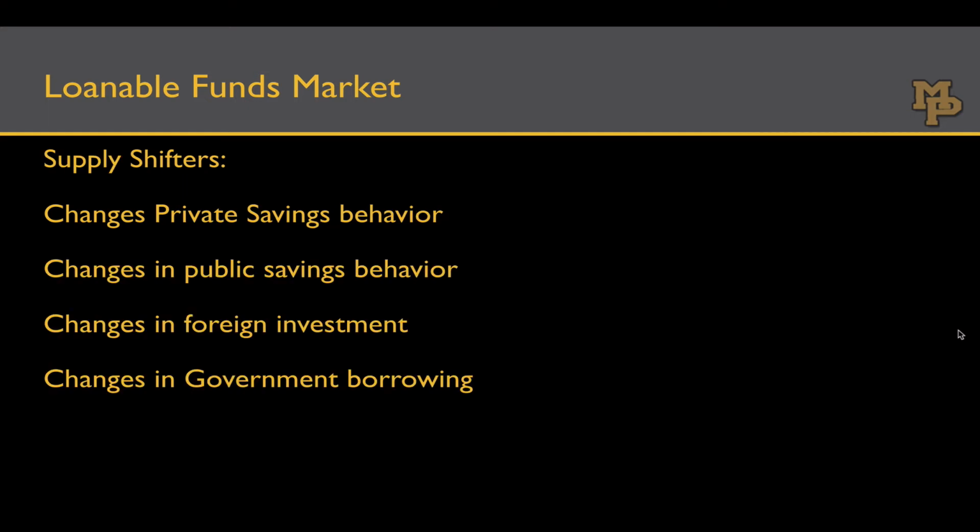Supply shifters: a change in private savings behavior. The money you put in your savings account changes the amount of loanable funds in the market. The bank can loan out a portion of your savings to people who are willing to borrow. Changes in public saving behavior.